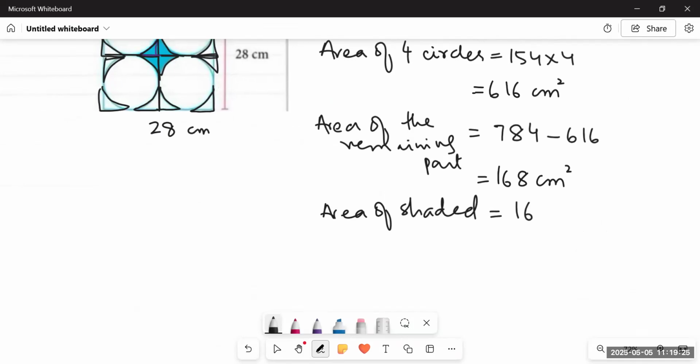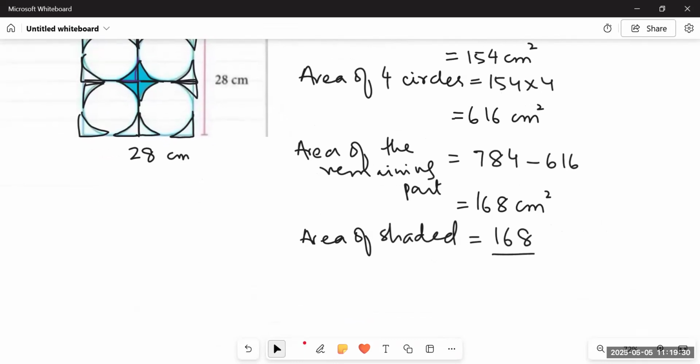We will divide 168 by 16 since there are 16 triangles, and out of these 16 only 4 are shaded, so we will multiply it by 4. That's all we have to do. Okay, so ultimately what do we have to do? We have to divide 168 by 4 and the answer would be 42. It means the shaded part equals 42 centimeters square.